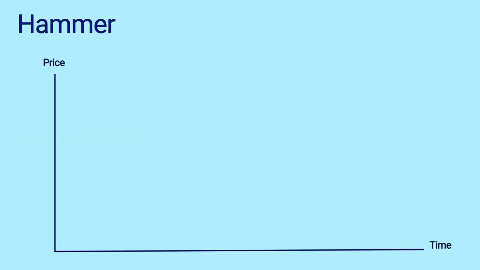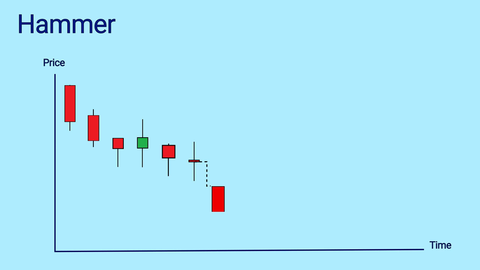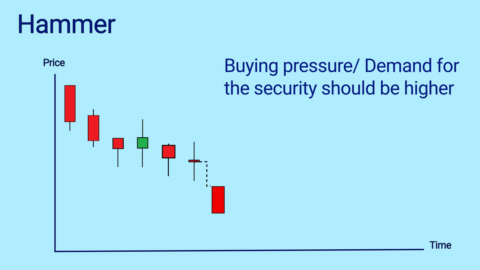Now, when we talk about the hammer, what is a hammer? For a hammer to be there, first there has to be a downtrend. Price should be moving down, down, down. Now on a particular day, there should be a gap down opening, and then as the downtrend continues, the prices should be going down. But during the day, once the price reaches the low point, the buying pressure or the demand for the stock or the security should be higher. Once the demand is higher, the price then moves higher.